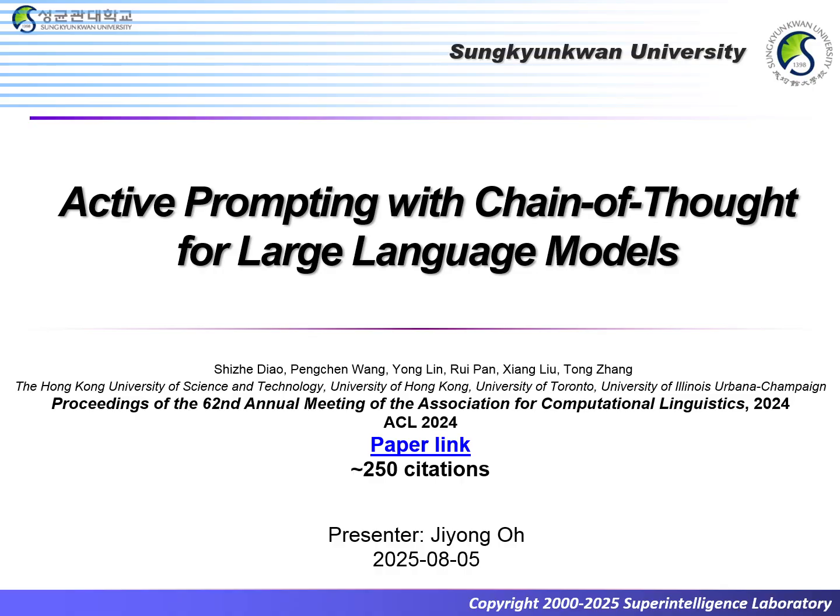I'm excited to walk you through a recent ACL 2024 paper titled Active Prompting with Chain of Thought for Large Language Models. The title highlights its two main ideas: actively picking the model's difficult questions and using chain of thought examples to guide it. Let's dive in.